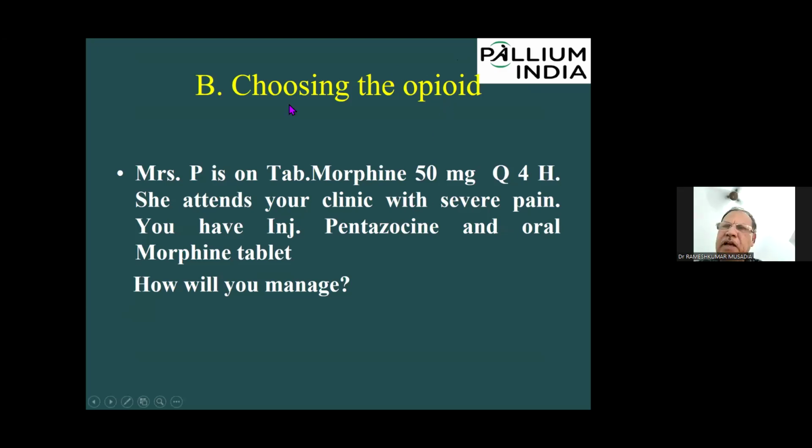Injection pentazocine IV slowly diluted. Okay, thank you, sir. Anybody else? IM pentazocine with oral morphine. Pentazocine, okay. So any type of pentazocine injection, before that, securing the oxygen levels is very important. So watch for respiratory depression, whether IM or IV.